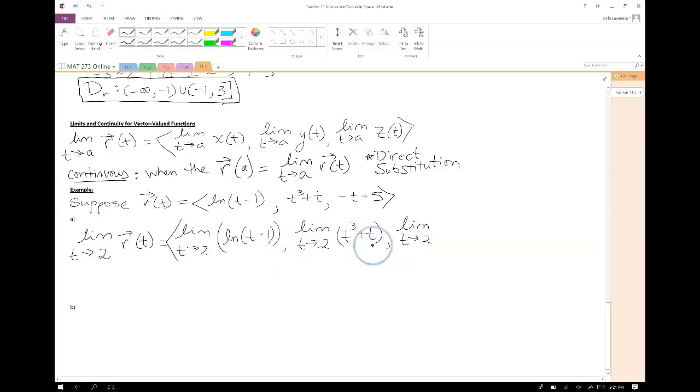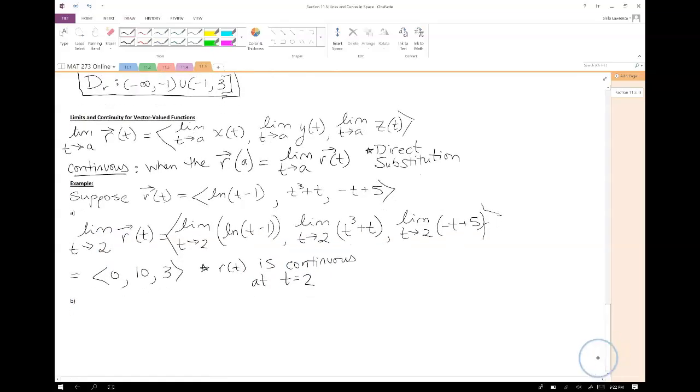If any issues arise, then that's going to be a point where our vector valued function is discontinuous, and either the limit doesn't exist or we have to use one of our special rules to fix it. For this one though, if we just plug t equals 2 in, 2 minus 1 is 1, and the natural log of 1 is 0. 2 cubed is 8, plus 2 more is 10. And then negative 2 plus 5 is 3. So we are able to calculate this limit with direct substitution. That means that r of t is continuous at t equals 2.